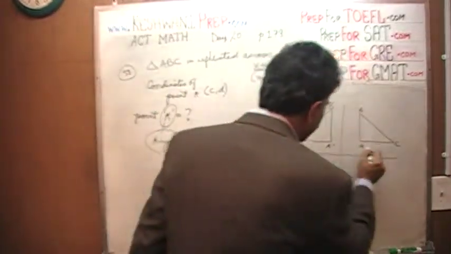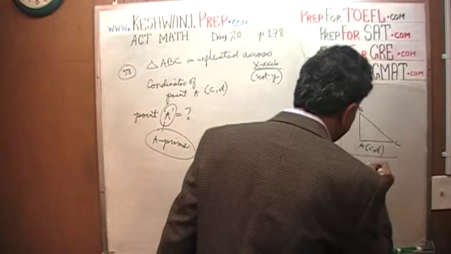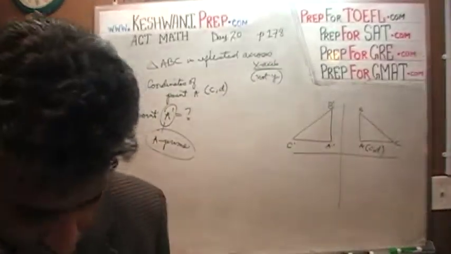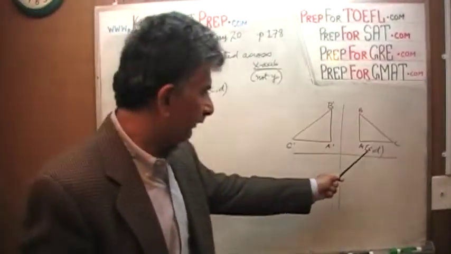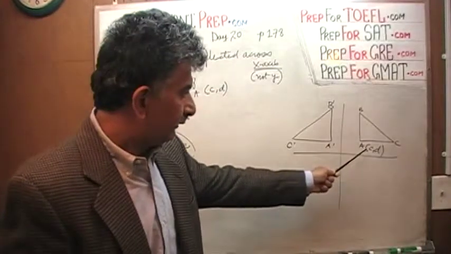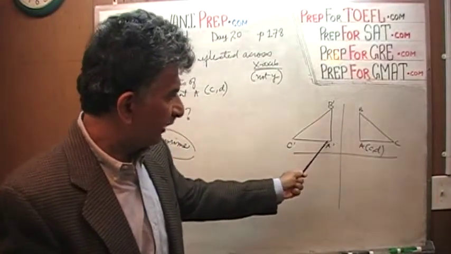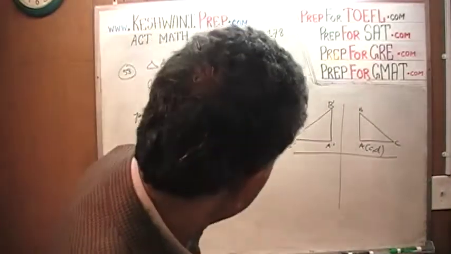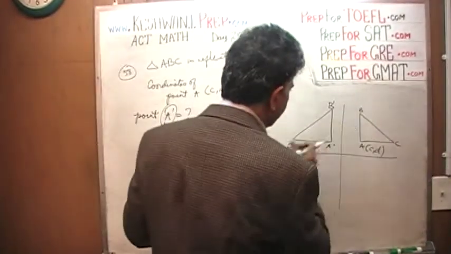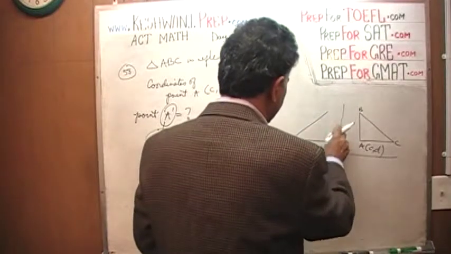The coordinates of point A are C and D. Okay, listen carefully. C represents the distance from the x-axis to here. That distance is the same here. I did not do a very good job plotting it because this distance is much longer than that distance. That was a pretty banged up job.